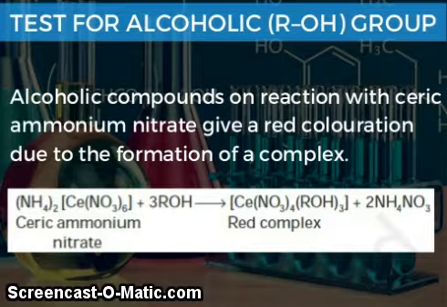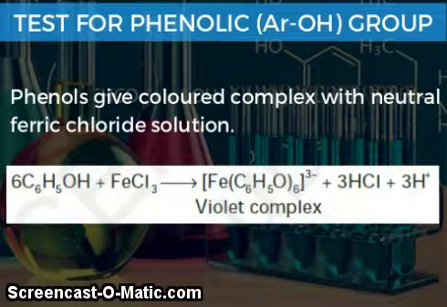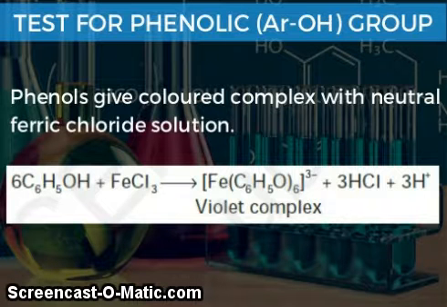Now friends, test for alcohol, the presence of OH groups. Alcoholic compounds on reaction with ceric ammonium nitrate give a red coloration due to formation of a complex. So with ceric ammonium nitrate, if alcohol is present, it gives a red complex. Phenol gives a colored complex with neutral ferric chloride solution. So this is the violet complex.